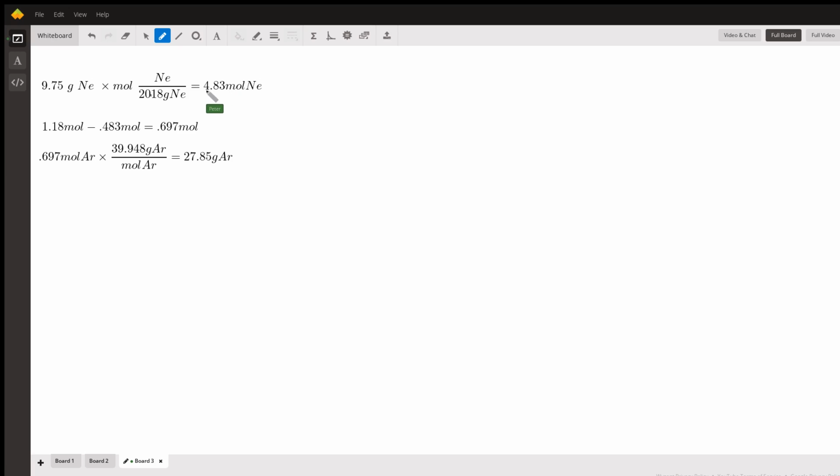You know, that should be 0.483 moles of neon. Sorry about that. And you subtract that from 1.18 moles. Well, the total moles is 1.18, so you're going to subtract 0.483, and that'll give you the number of moles of argon.